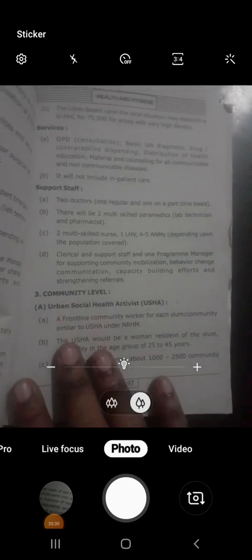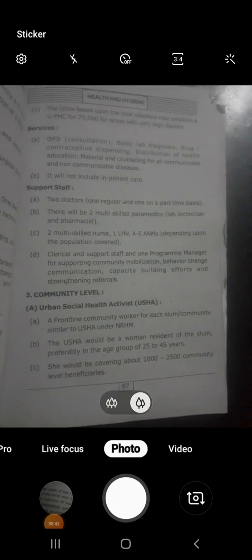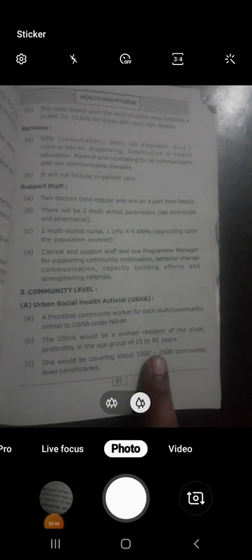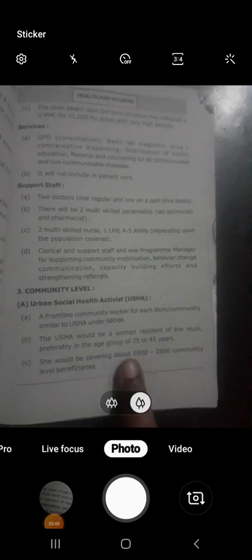Okay. And at community level, USHA is urban social health activist. It is for slum areas. It is a community worker similar to the one in NRHM, we can say. Women aged 25 to 45 years should be there, and they should cover 1000 to 2500 community level beneficiaries.